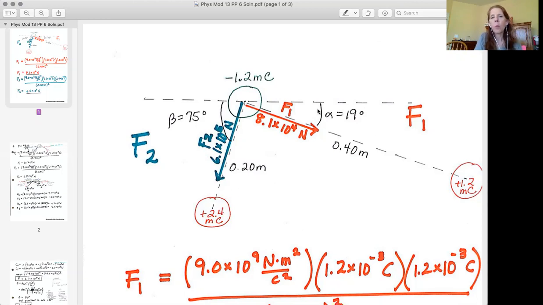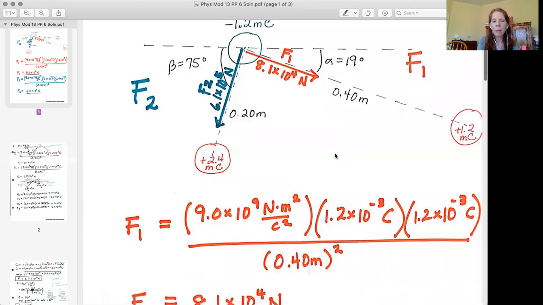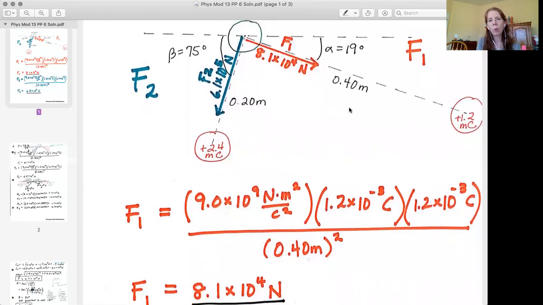Let's go ahead and walk through it. The force F1 is between the negative 1.2 millicoulomb and the positive 1.2 millicoulomb charge, and you guys know the equation for that. It's F equals K Q1 Q2 over R squared. K is 9.0 times 10 to the 9th newton meters squared per coulomb squared. Our charge, negative 1.2 times 10 to the negative 3 coulombs, because this is a millicoulomb, times the positive 1.2 times 10 to the negative 3 coulombs, divided by my radius, which they have given as 0.4 meters, squared. You'll notice I did not put any pluses or minuses. There's no indication of the charge sign in this equation; we're just going to come up with the force magnitude. When we do that, we get a force of 8.1 times 10 to the 4th newtons.